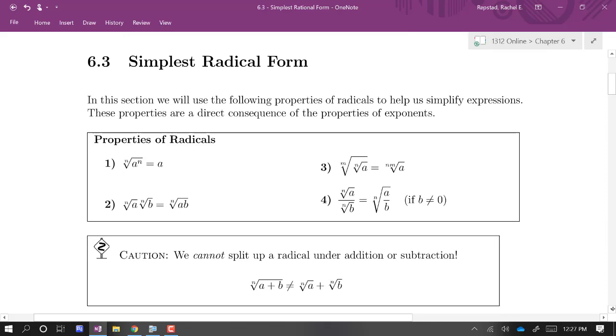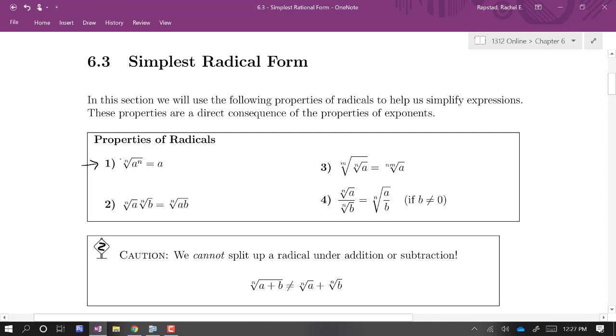All right, we're going to spend some time working with radicals in this section. First, some properties of radicals. Again, this might be a bit of review, but just to make sure that we're all clear on these. First, this is just the definition, this first property, the definition of the nth root.